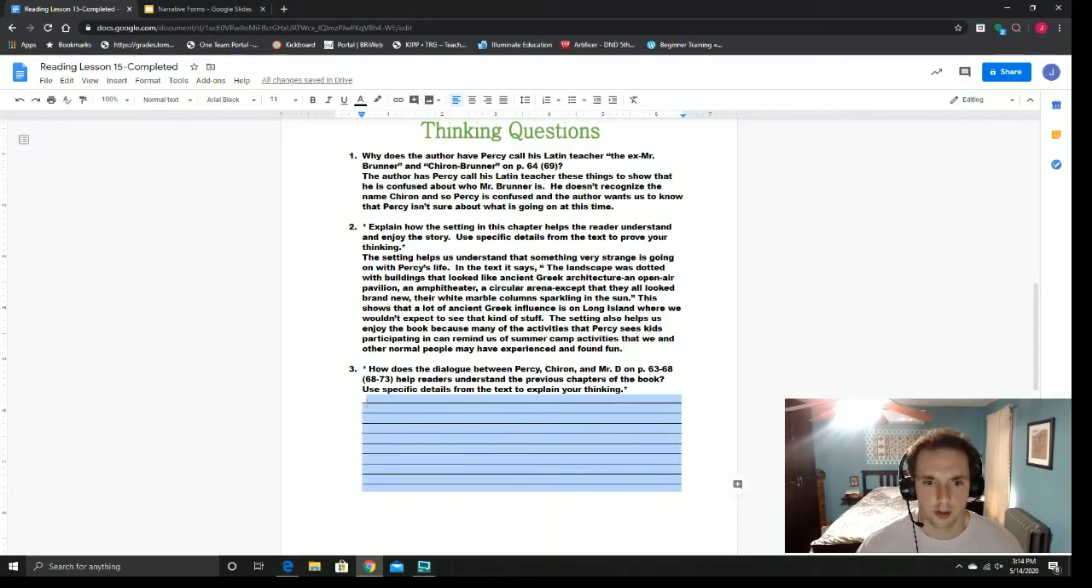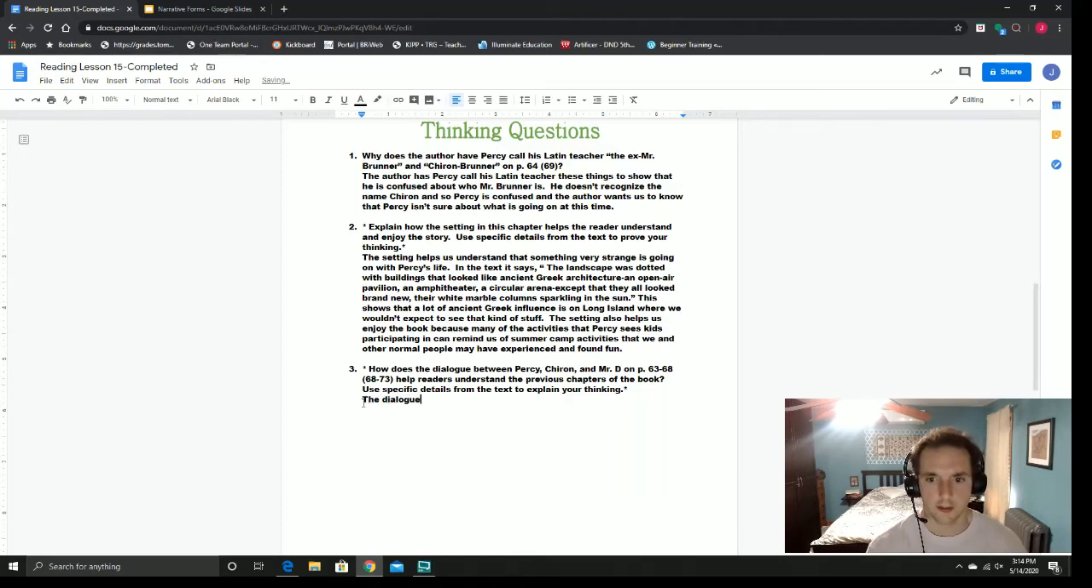And so the dialogue helps us understand the previous chapters in the book because it lets us know that Percy's life is the way it is because his life has been influenced by the Greek gods who are apparently very much alive.